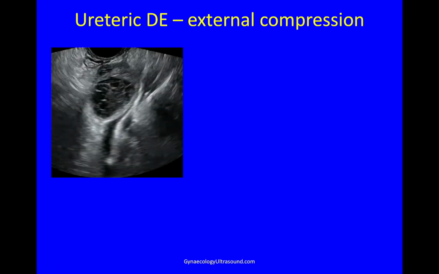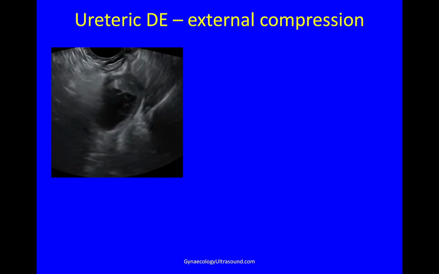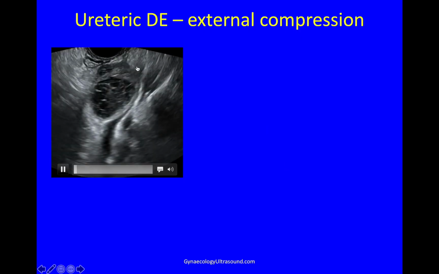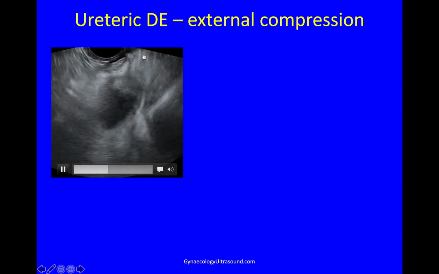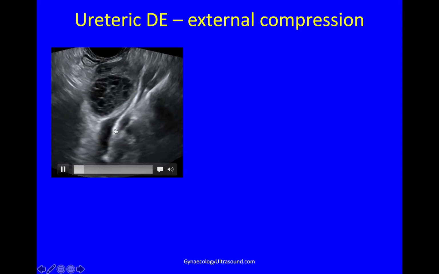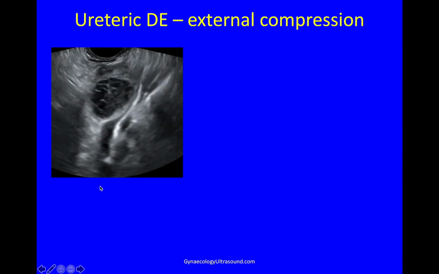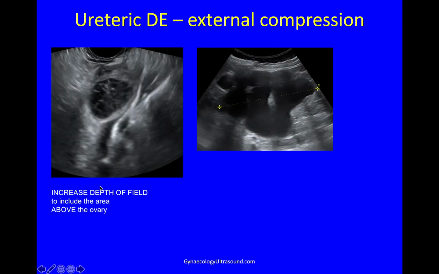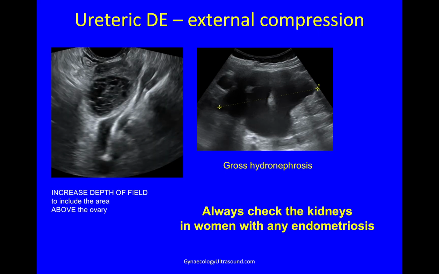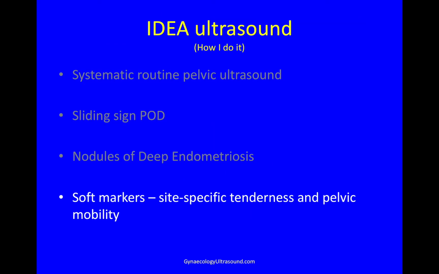Look for the ureters. They can mainly be externally compressed from all this fibrosis, and here you can see a hemorrhagic cyst, some deep endometriosis in the ligaments, and this ureter is closely applied and fibrotic to the ovary with a hydroureter above it. And this is a different case, but hydronephrosis occurs in 3% of such patients, so you need to look for it. Always look at the kidneys.